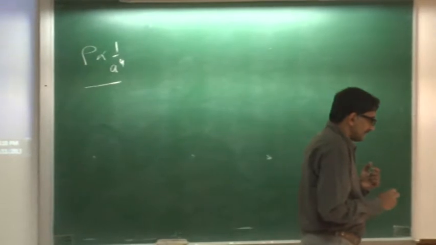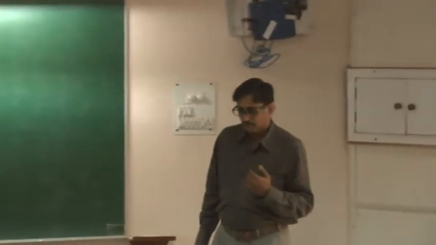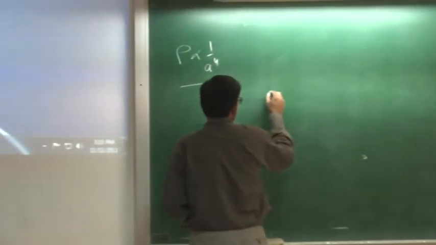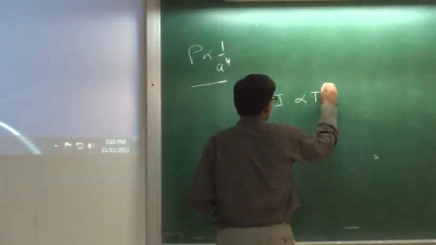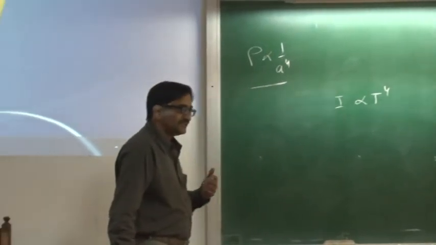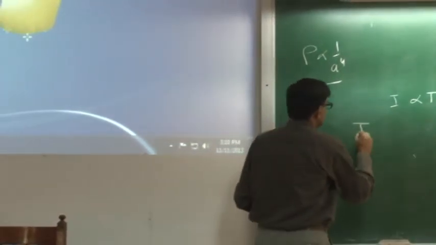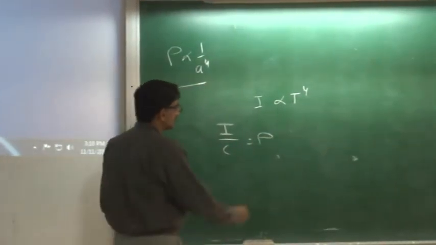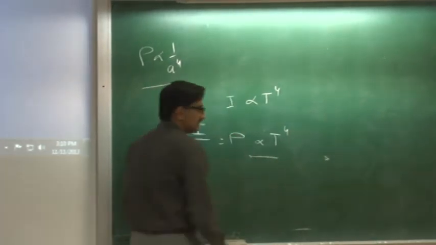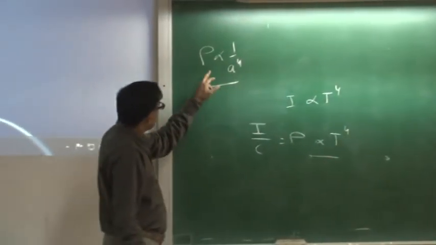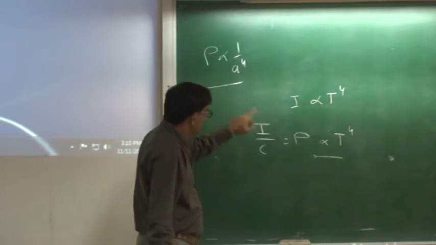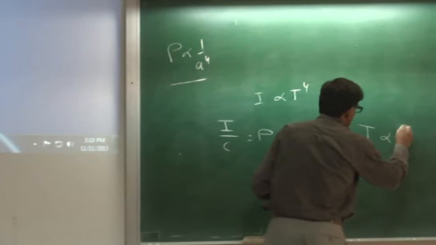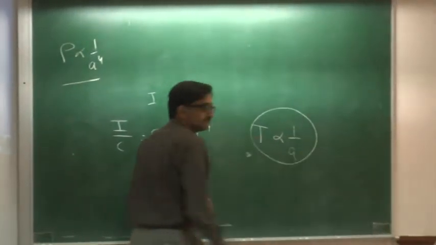Now you know that for a blackbody distribution, from the Stefan-Boltzmann law, the intensity is proportional to T to the power 4. And what is intensity? Intensity divided by c equals the energy density. So that is also proportional to T to the power 4. Okay. So what does this mean? The total energy density goes as 1 by a to the 4. The total energy density goes as T to the 4. It means the temperature of the radiation goes as 1 by a.